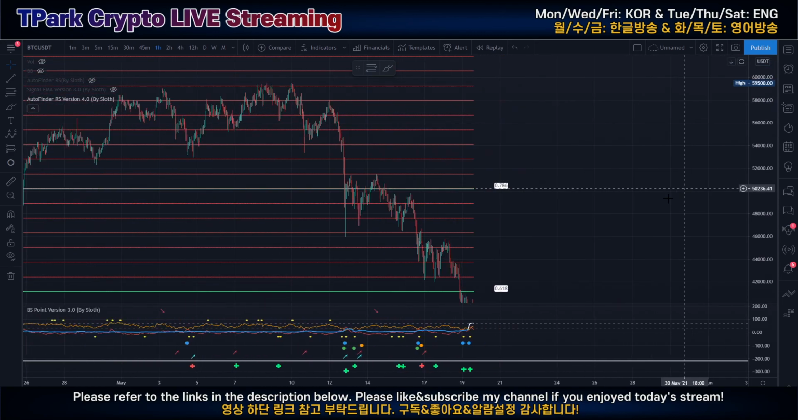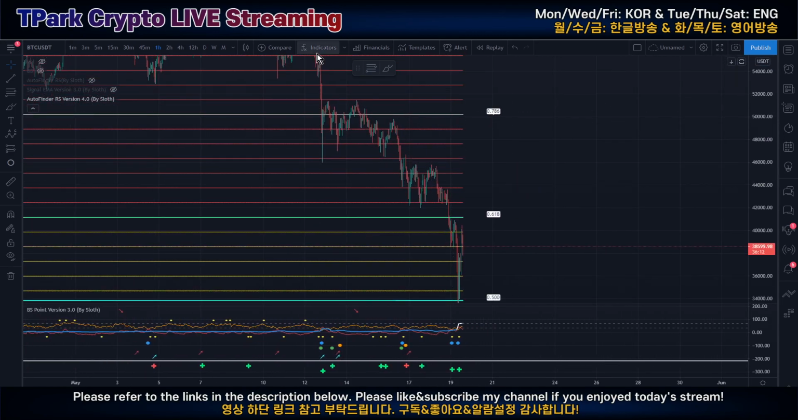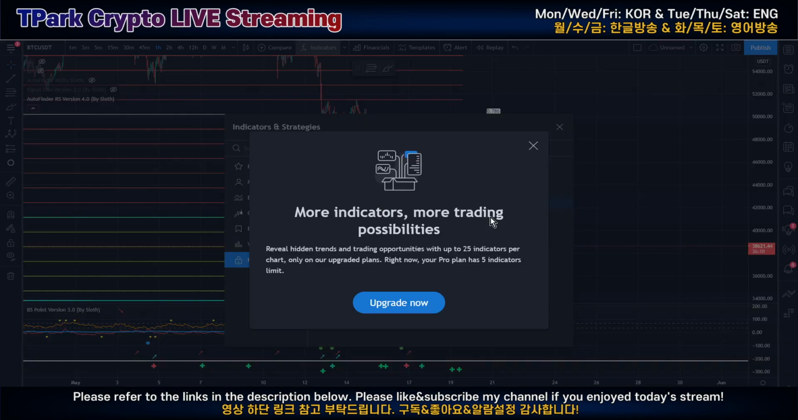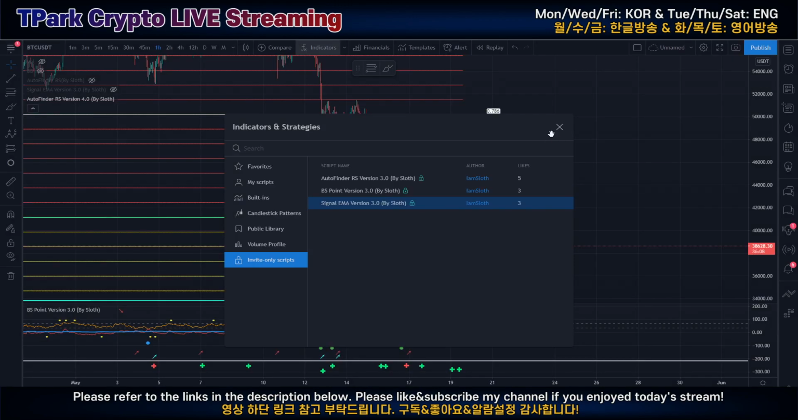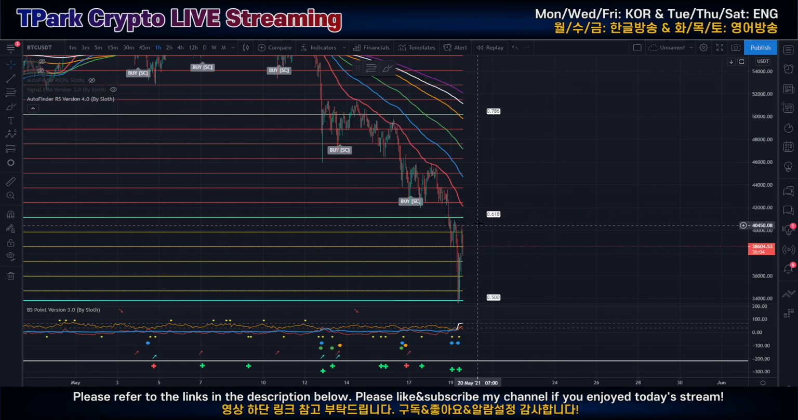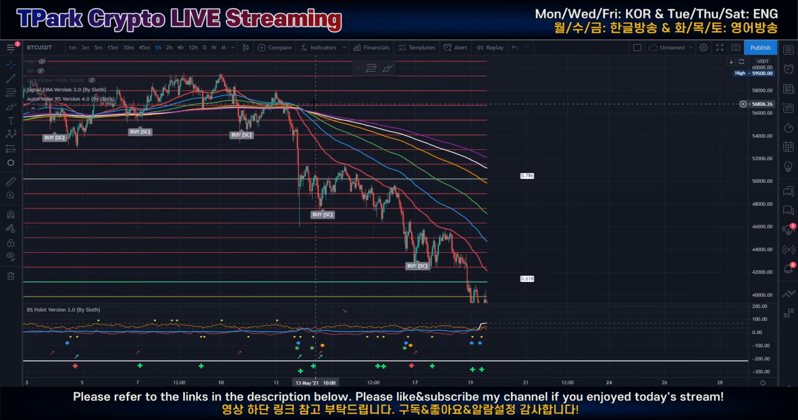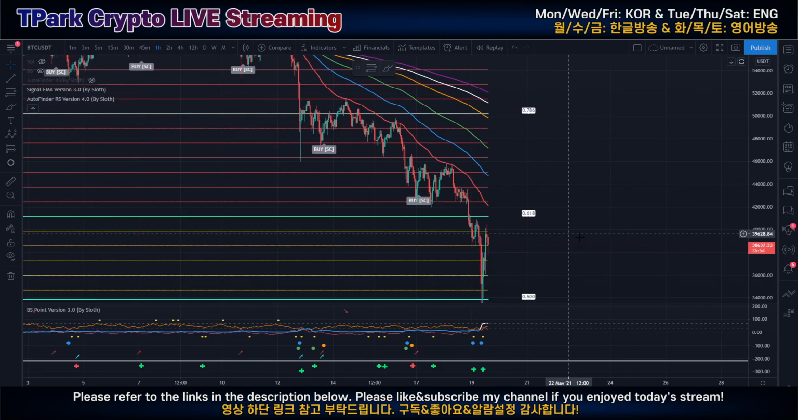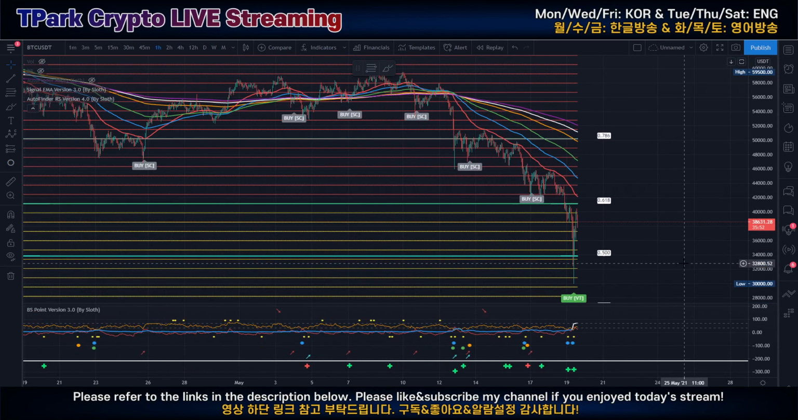So if you go in there and you turn on the other indicator, which is signal. Do I have it here? Yes. Once you turn it on, you will see that these are moving with the support resistance lines, Auto Finder, and also the signal line. So these are very key points that you need to know.